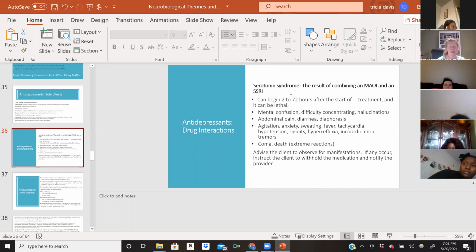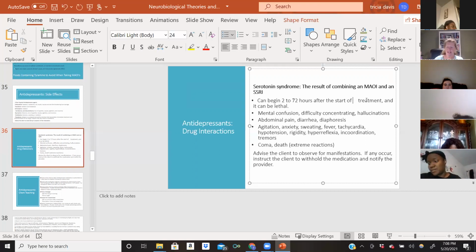So some patients can develop something called Serotonin Syndrome. This happens when you combine a MAOI and an SSRI together. So if they take two of these medications together, usually it takes about 2 to 72 hours after the start of treatment before they start seeing these symptoms. And it can be lethal, so it can result in death.